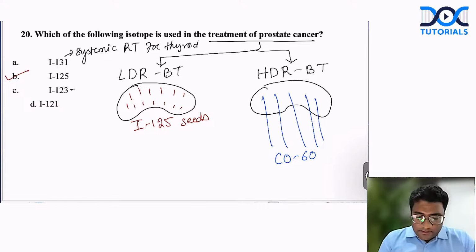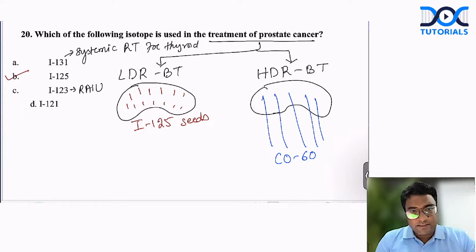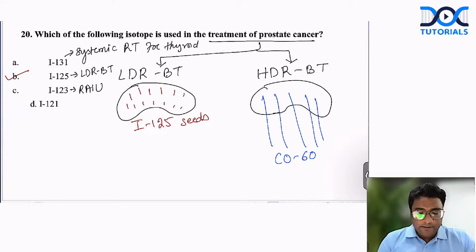Iodine 123 is not for treatment. This is for radioactive iodine uptake studies. Thyroid scintigraphy studies are done by iodine 123. Low dose rate brachytherapy is done with iodine 125, and this is mainly for prostate cancer. We use this iodine 125. So this is about the radioactive iodine.